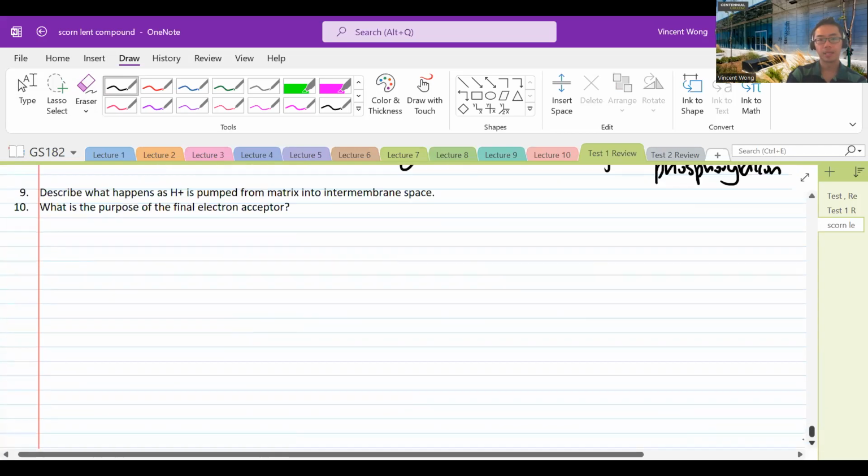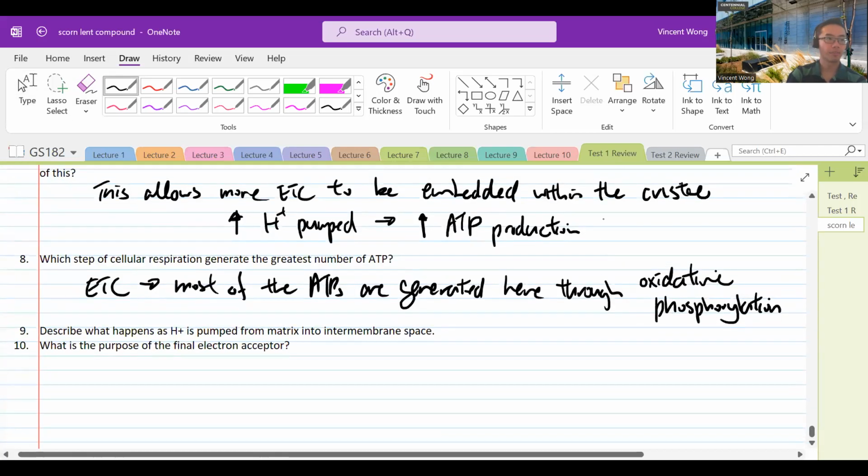Okay, as opposed to substrate level phosphorylation, right, which only happens in glycolysis, that gives you 2, and Krebs cycle, which gives you 2. Right? So 4 out of the 36 is generated through substrate level phosphorylation, and then the remaining 32 is generated through oxidative phosphorylation.